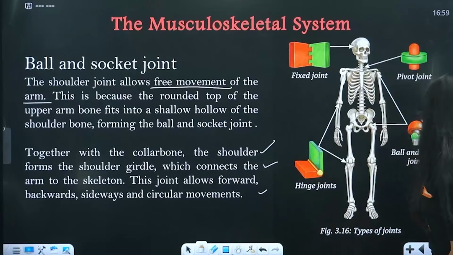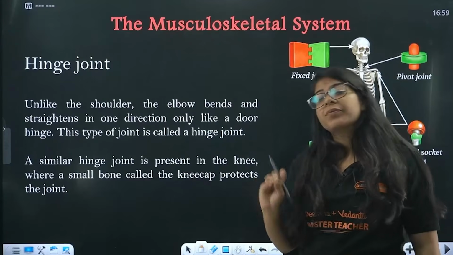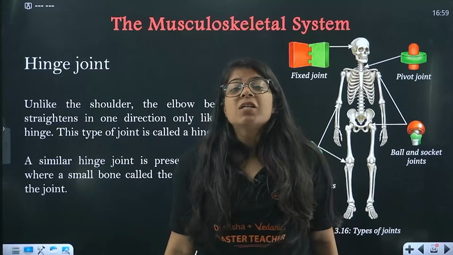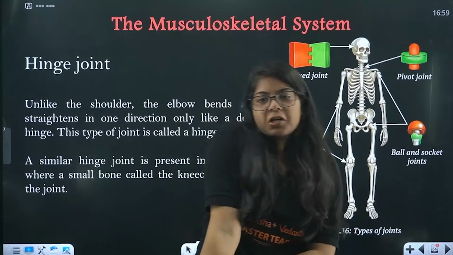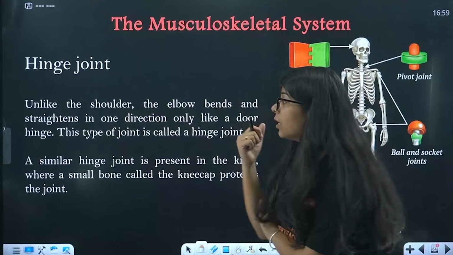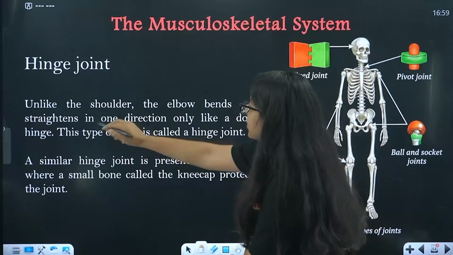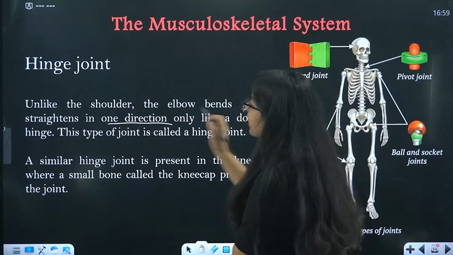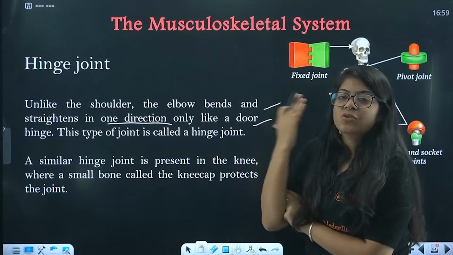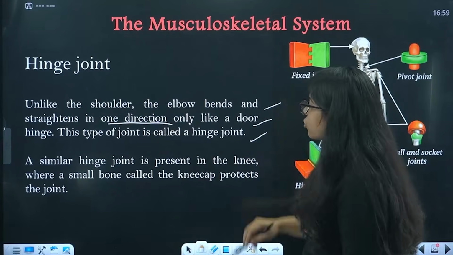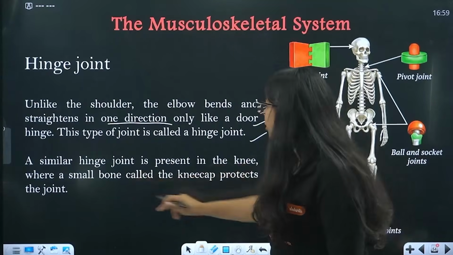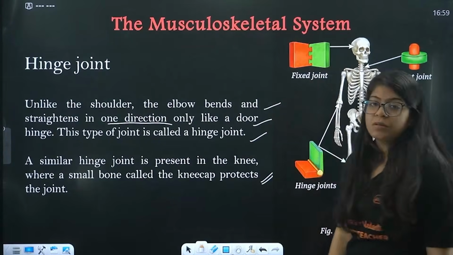Okay, next joint beta we have is your hinge joint. Now just like ball and socket, it can move, but hinge joint can only move in a certain direction. Now I can do like this, but I cannot go sideways or backwards. It can only fold in one direction. So unlike the shoulder, the elbow bends and straightens in one direction only, like a door. Okay, on a door we also place hinges, so that is why it is called hinge joint. A similar hinge joint is present in your knee as well, where a small bone called the kneecap protects the joint.